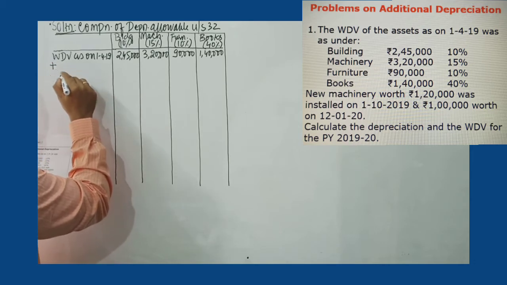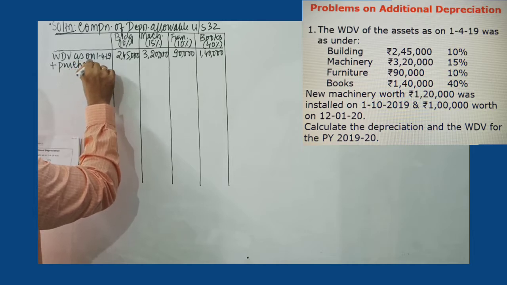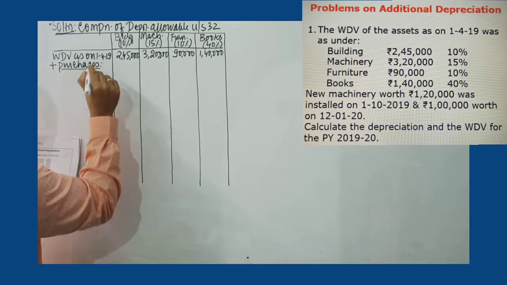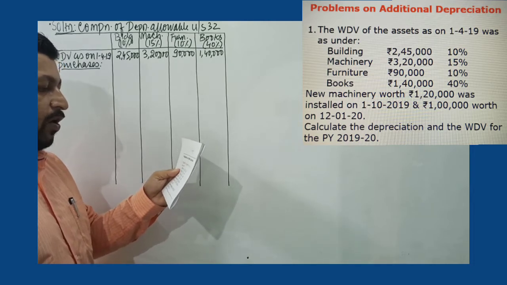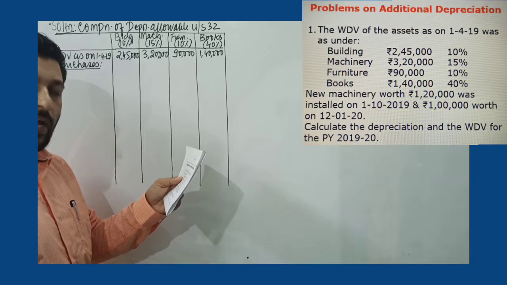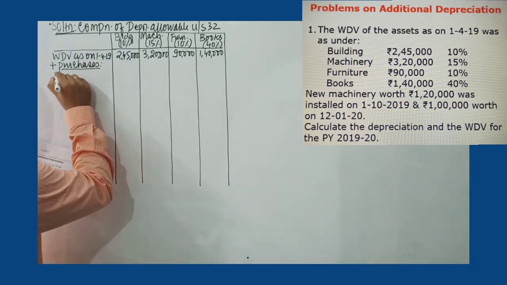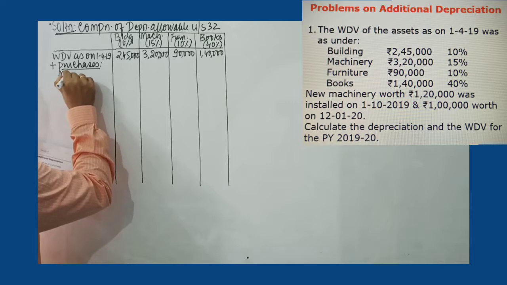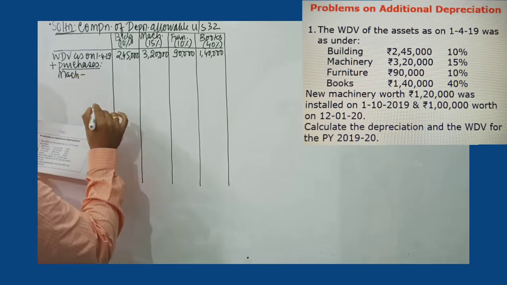Then we do add purchases. Let's check whether there is any purchases during the year. Now, new machinery worth 1,20,000 was installed on 1st of October 19 and 1 lakh worth on 12th of January 20. So both the assets purchased during the year are machinery. So I record machinery. Now there are 2 machines.